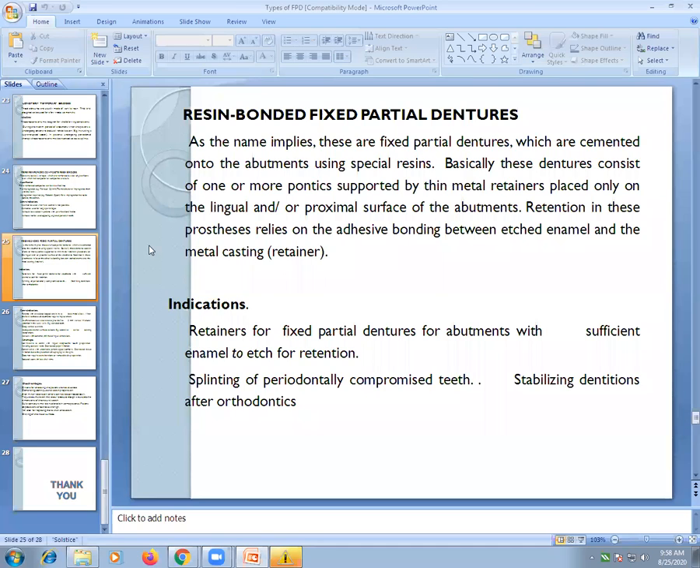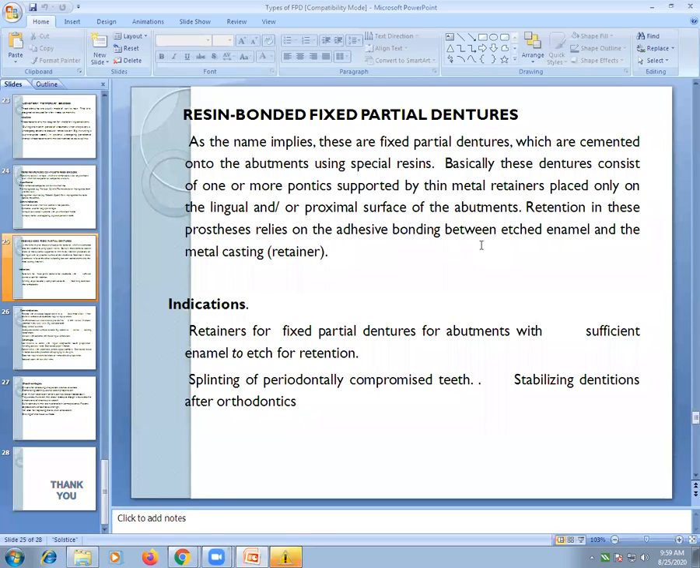Then the next part is the resin bonded fixed partial denture. As the name implies, these are fixed partial dentures which are cemented onto the abutments using special resins. Basically, these dentures consist of one or more pontics supported by thin metal retainers placed only on the lingual and or proximal surfaces of the abutments. Retention in these prostheses relies on the adhesive bonding between the enamel and the metal casting.